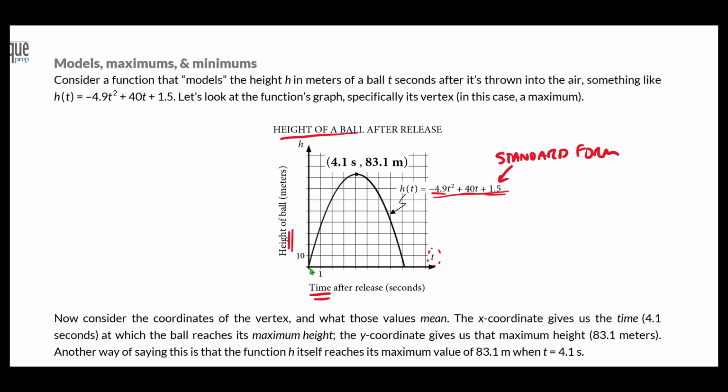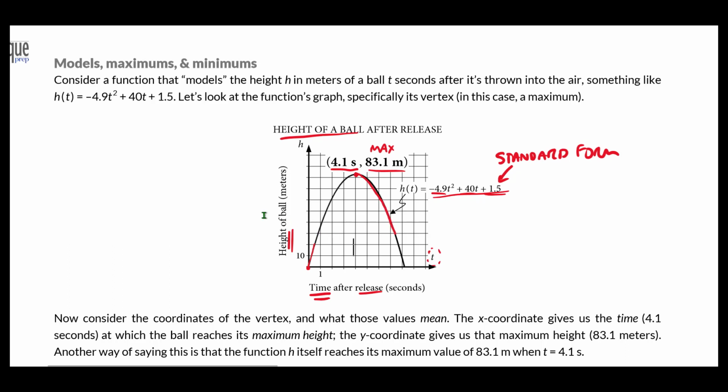And what we see is that the ball is released, the ball starts climbing, right? Its height starts going up and up and up until a certain point, and that point is 4.1 seconds after we release the ball, we get to a height of 83.1 meters. That would be our maximum height. The 4.1 seconds would be the time at which we reach that maximum, and then we start falling from there. The height of the ball starts decreasing.